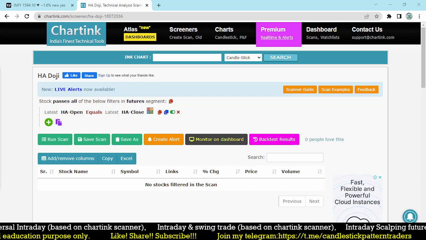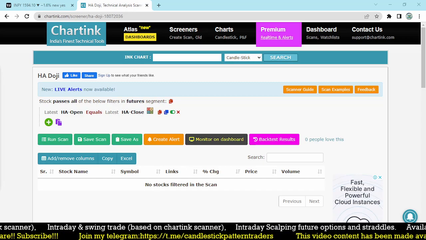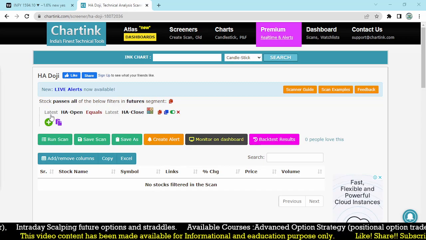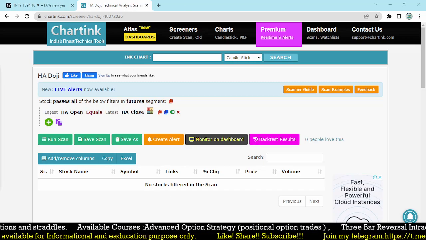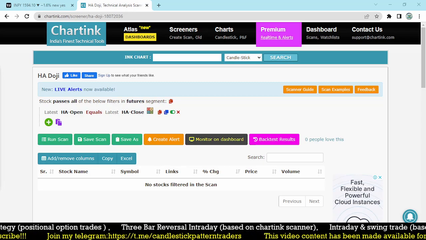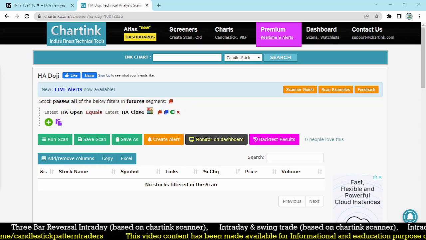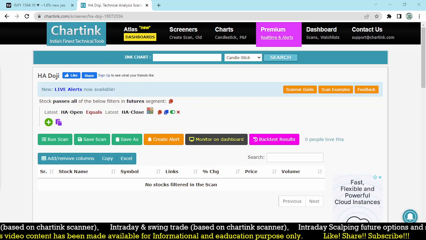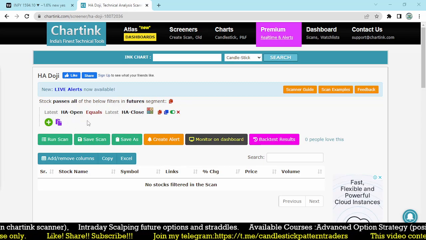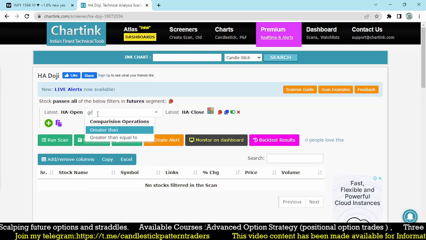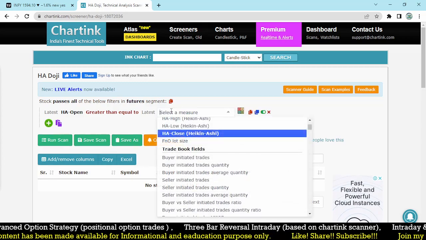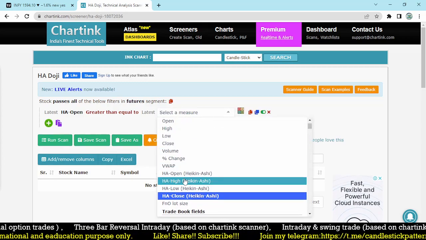Okay, so what we are doing here, how can we find the Ikanashi doji, the 1 day ago close. No, wait. How to change it? Yeah, so we already have a doji candle. Based on that doji candle, we can convert it to the latest HA close. Here we use greater than or equal to. Here let us use HA open.